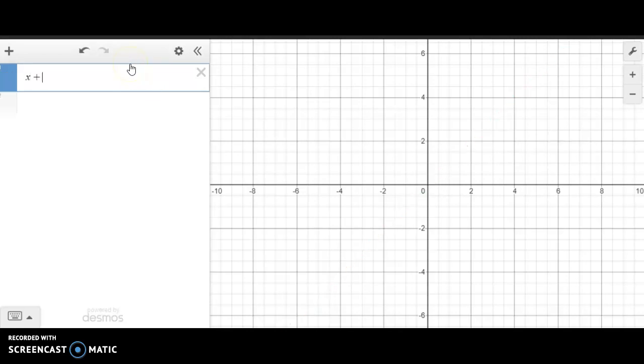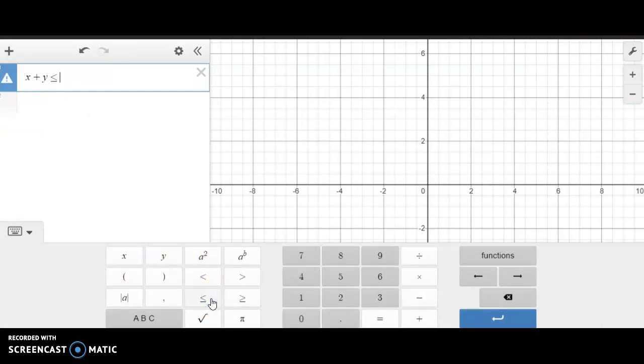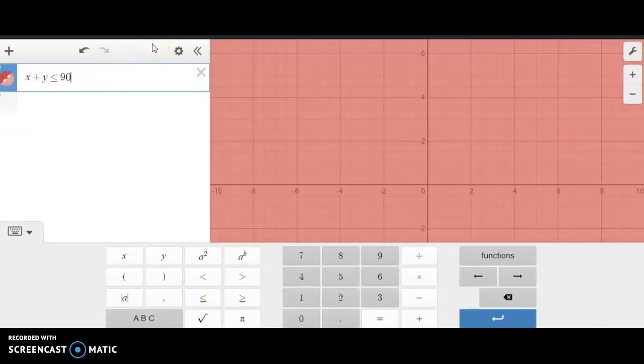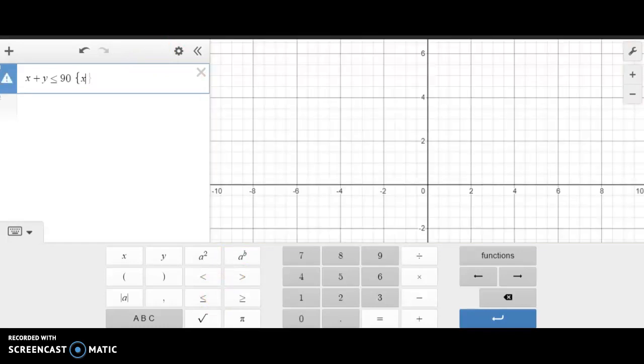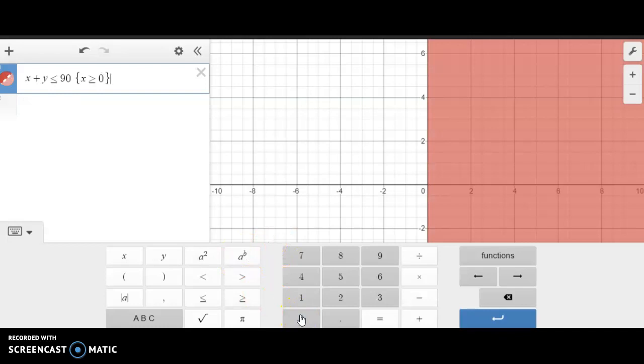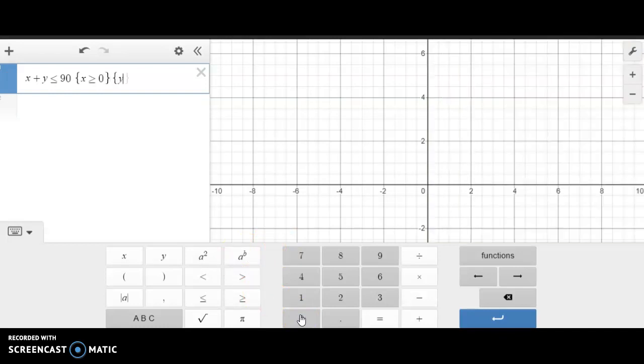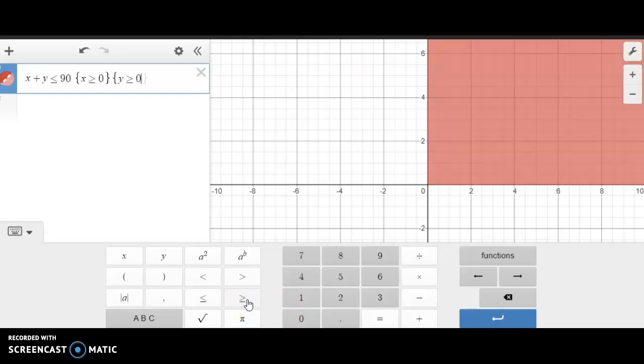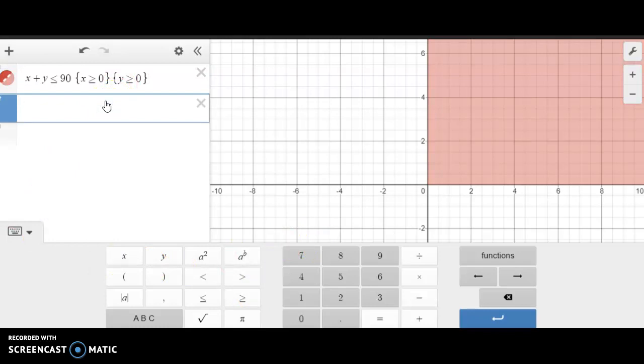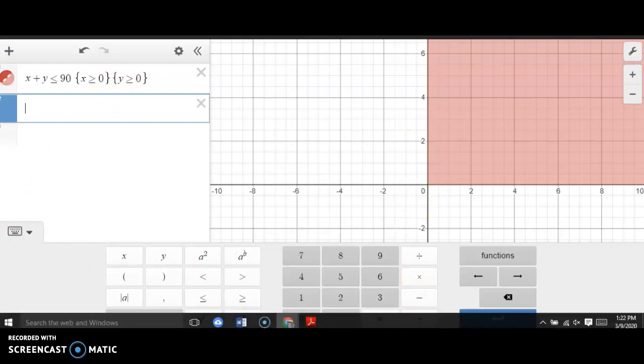So for instance, we have x plus y has to be less than or equal to 90. And what I'll do is put in that x has got to be greater than or equal to 0 here, and that we want y to be greater than or equal to 0 here. So we use these squiggly brackets to put in our restrictions on our domain and range. And what did we have?